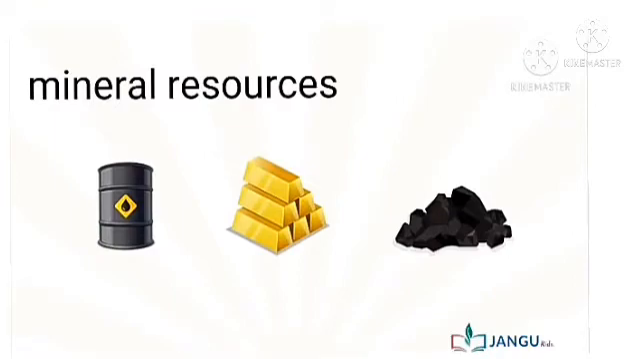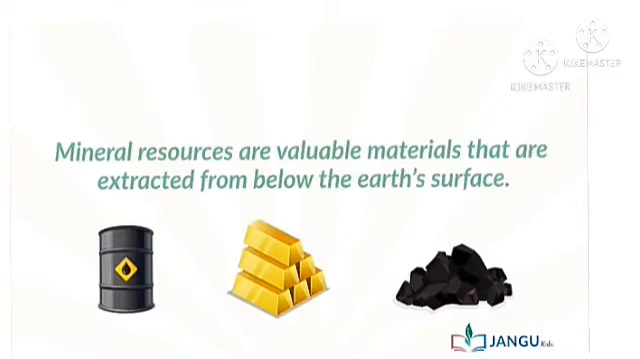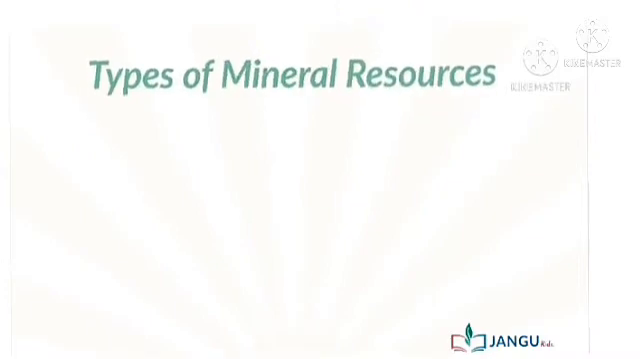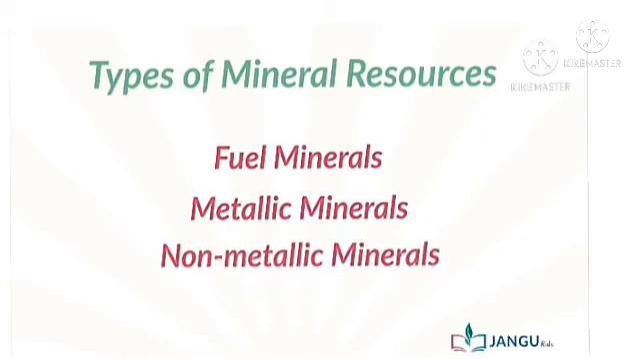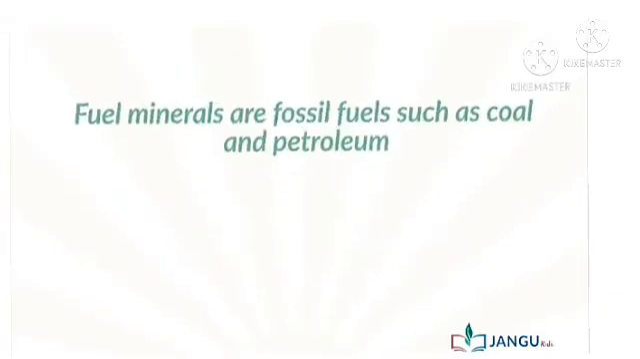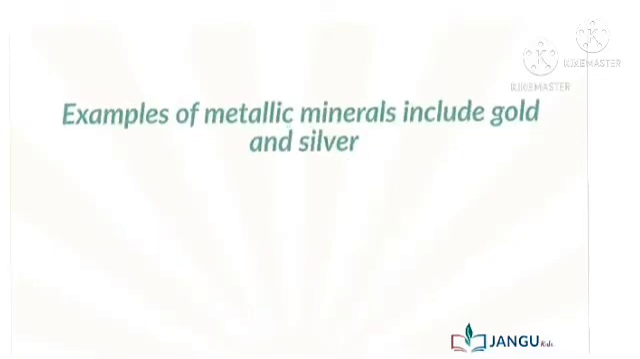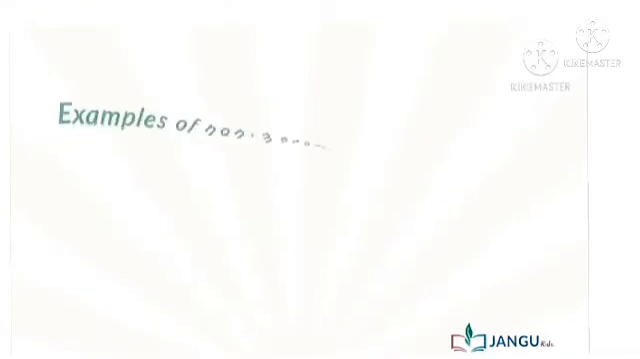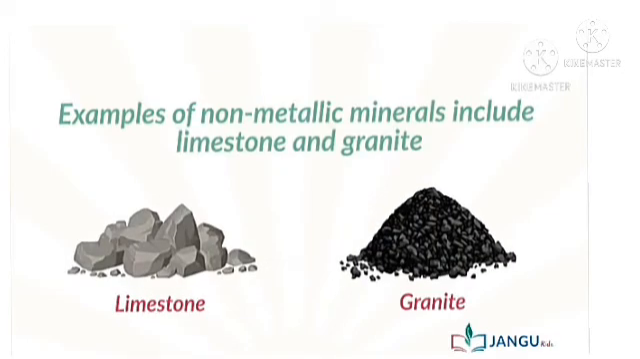Let's look at the mineral resources. Mineral resources are valuable materials that are extracted from below the earth's surface. And these mineral resources occur in different forms. When extracted, mineral resources are very useful. Types of mineral resources: we have fuel minerals, metallic minerals, and non-metallic minerals. Fuel minerals are fossil fuels such as coal and petroleum. Examples of metallic minerals include gold and silver. Examples of non-metallic minerals include limestone and granite. All these are useful to mankind.